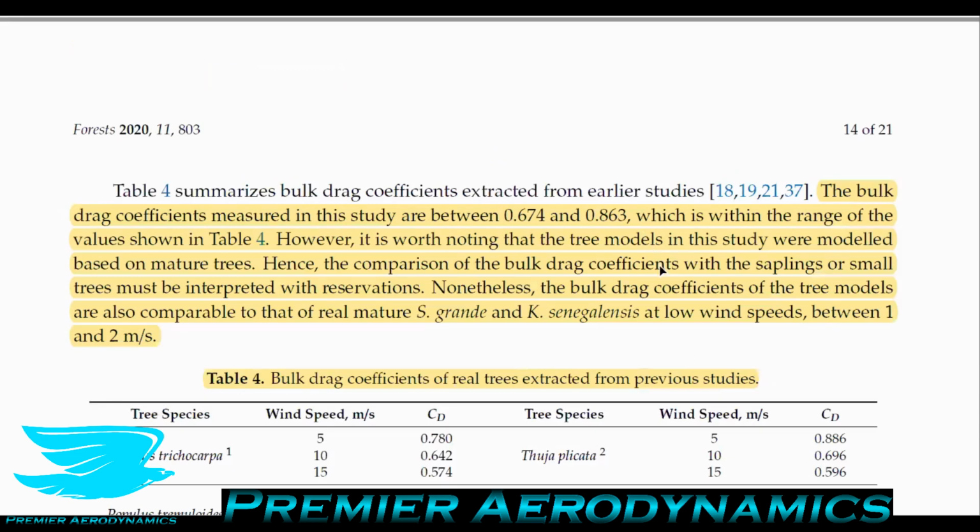They say the bulk drag coefficients measured in this study range between 0.674 and 0.863, which is within the range of the values in table 4, which gives other values from previous studies. We'll get into them in a second. They say, however, it is worth noting that the trees modeled in this study were modeled based on mature trees. Hence, the comparison of the bulk drag coefficients and the saplings or small trees must be interpreted with reservations.